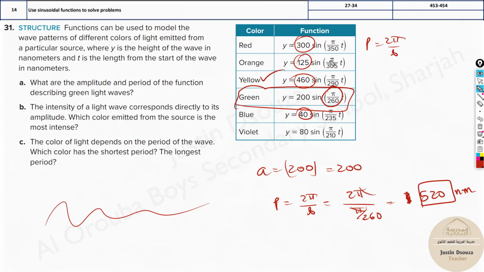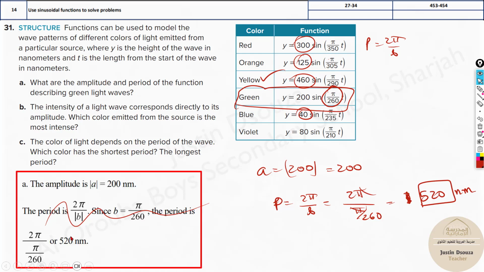Solve it. Again, solve it for orange color, yellow color. The same second part which we did for period must be done for all the colors, and then see which is having the shortest period and the highest period, the longest period. So I'll just go to the answers for that.